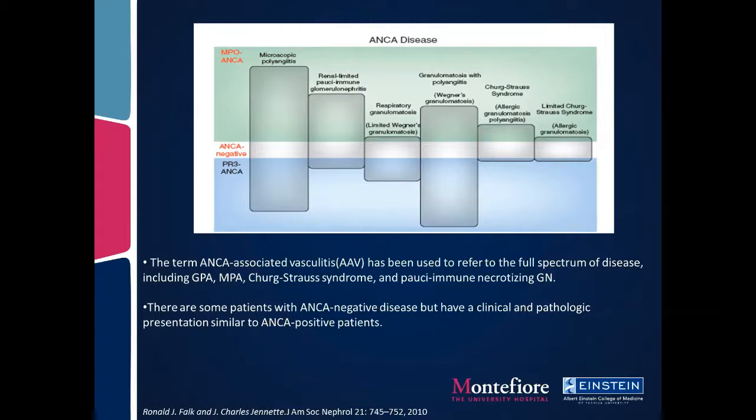So they have all the findings on light microscopy and immunofluorescence of ANCA disease, but they're not positive for MPO or PR3 ANCA. So these patients are classified as ANCA negative ANCA disease, and they're still treated the same way as these diseases are. So that is how you would classify patients with ANCA disease.